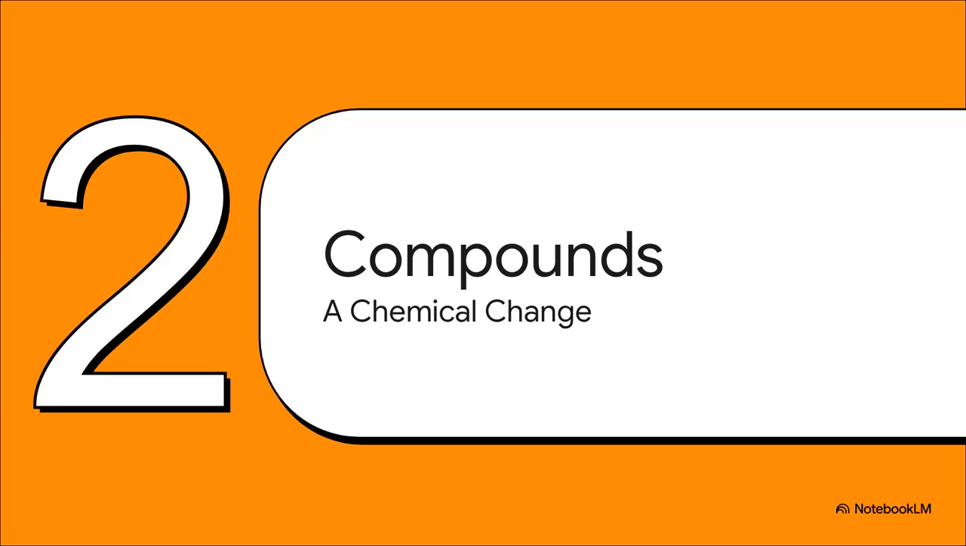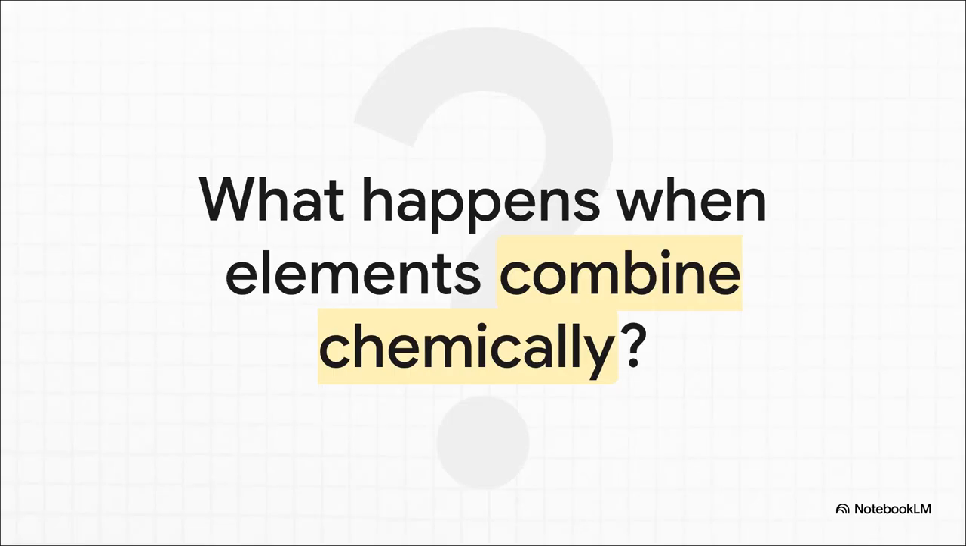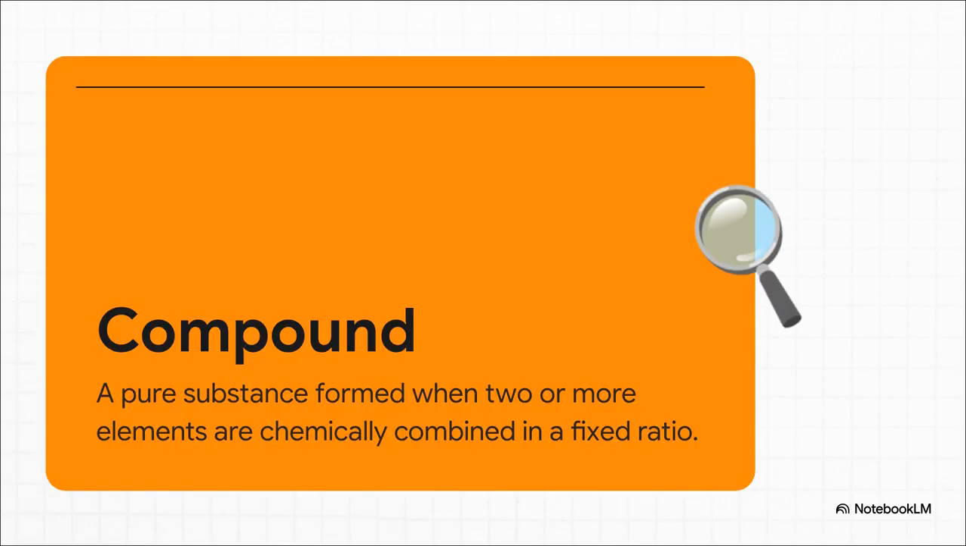Okay, so we've got our elements, our individual Lego bricks. What happens when we start clicking them together? Well, that brings us to our next topic: compounds. So what exactly happens when elements combine chemically? And that word, chemically, is super important. We're not just talking about stirring them together in a bowl. This is something much, much deeper. They form a compound. A compound is a pure substance made when two or more elements are chemically combined. And here's the other crucial part. It's always in a fixed ratio. Think about water, H2O. It's always two hydrogens for every one oxygen. Always. You can't just throw in an extra hydrogen and still call it water. That ratio is locked in.